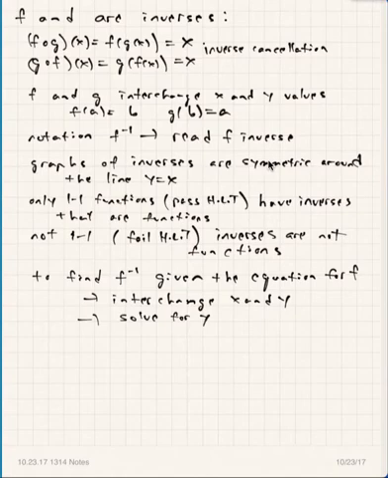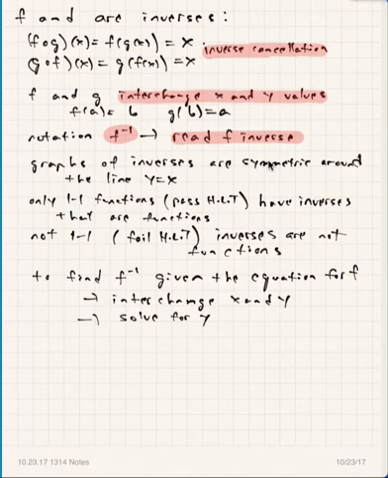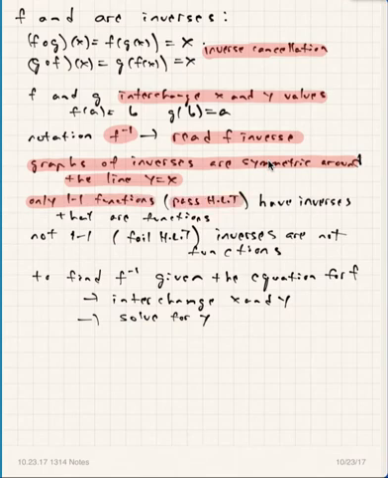Right, so we've definitely got some properties. We have the inverse cancellation property. Inverses interchange x and y values. We have this notation for inverses. You read that f inverse. Graphs of inverses are symmetric around y equals x. Important. And when we're talking about inverses, we're only talking about one-to-one functions, functions that pass the horizontal line test. Finally, if you interchange x and y and solve for y, you can actually create an inverse given the equation for a function. And we've seen a couple of examples of doing that.